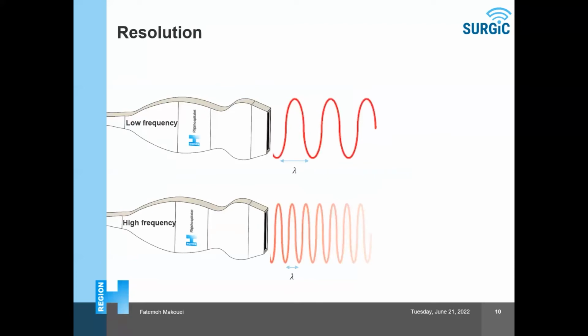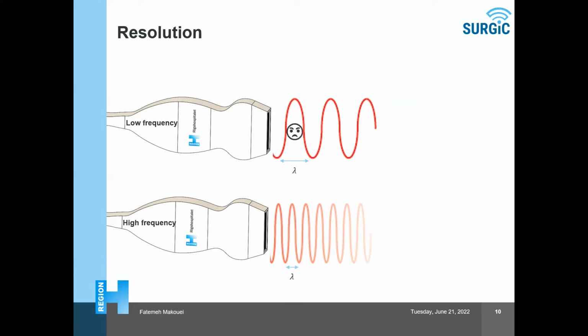Then resolution. We think of resolution as the clarity of the picture. Based on the center frequency of the transducer, we could have different resolutions. Here you can see two probes, a low frequency one and a high frequency probe. It means that over an equal time interval, the number of cycles in the wave generated by the first probe is less than the second one. Or we can see that the wavelength for the first probe is larger than the second one.